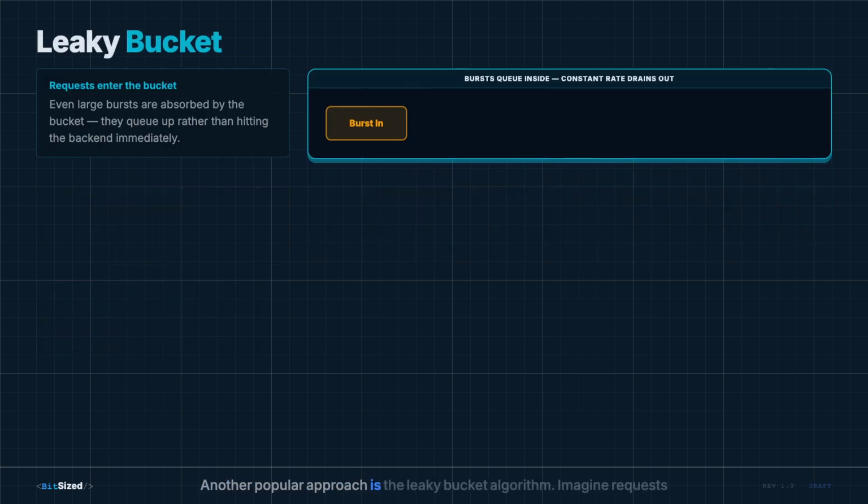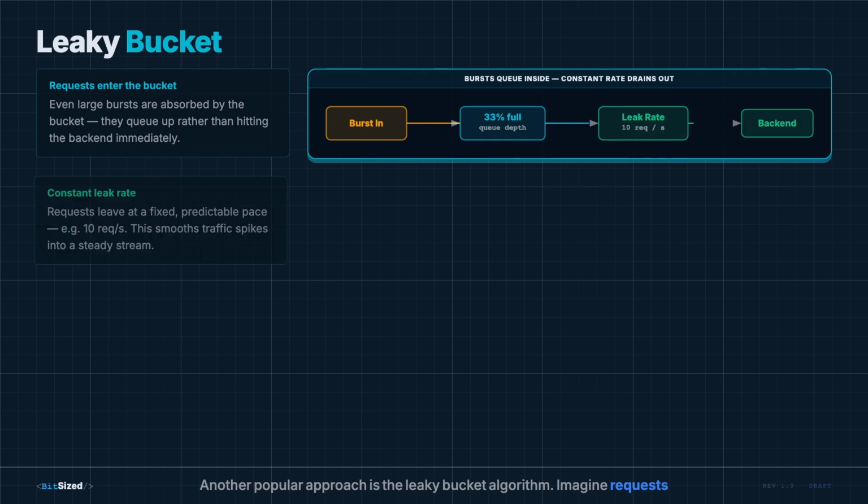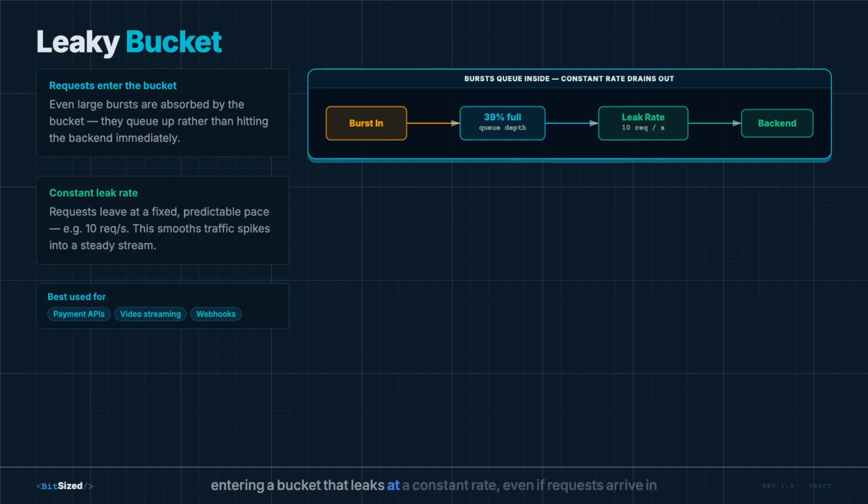Another popular approach is the leaky bucket algorithm. Imagine requests entering a bucket that leaks at a constant rate. Even if requests arrive in large bursts, they leave the bucket at a steady pace. This effectively smooths traffic and prevents sudden spikes from reaching the backend.